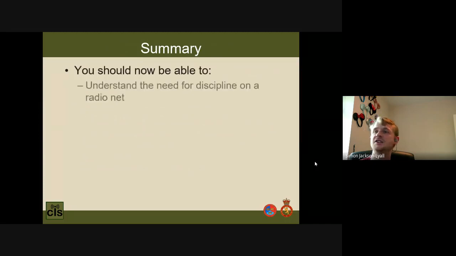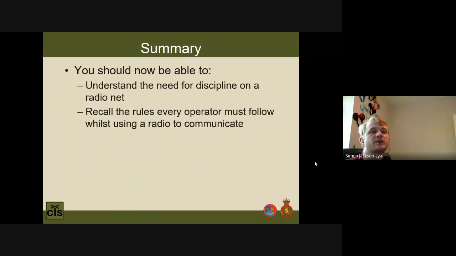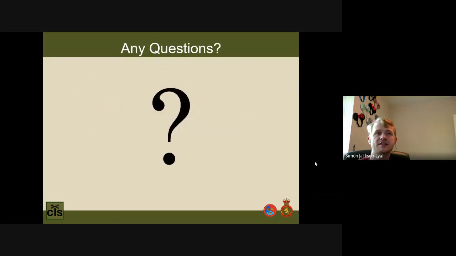And that's it. So you should now be able to understand the need for discipline on a radio net and recall the rules every operator must follow whilst using radio to communicate. It's just really important that you consider them and draw those into your cadets so they understand what they should and shouldn't do over the radio. Nothing rocket science on that one. Hopefully just all common sense. But does anyone have any questions for me on that one?